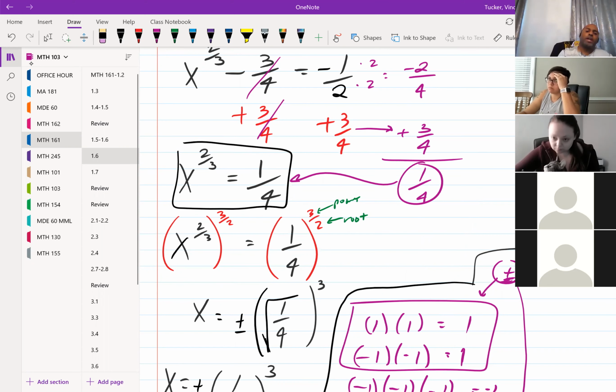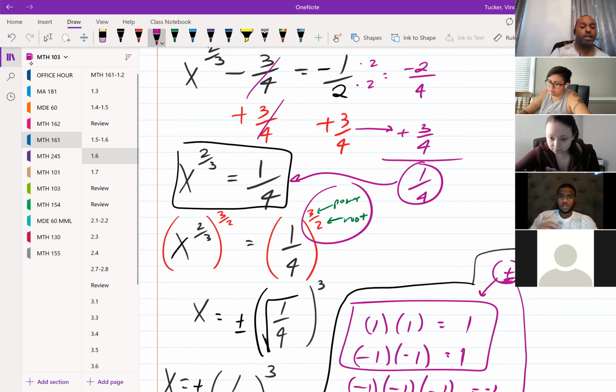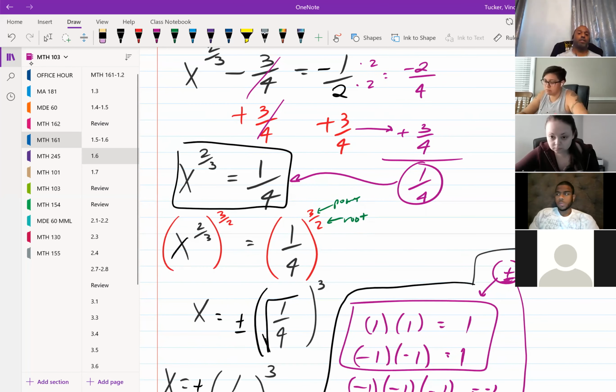But now we have plus or minus the square root of 1/4 raised to the third power. Once again, denominator is your root, numerator is your power. That means we had to take the square root of both sides. That's why we have that plus or minus. Remember, the square root property says plus or minus is always going to be implemented whenever you take the square root or the even root of both sides.